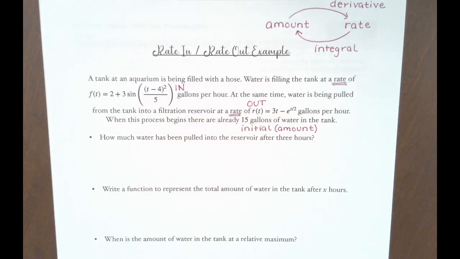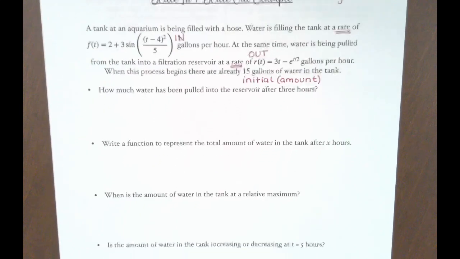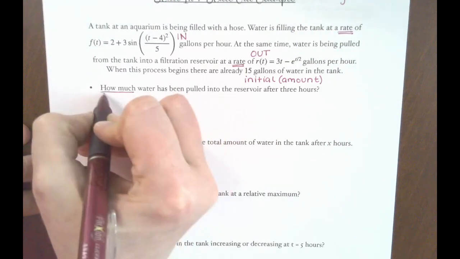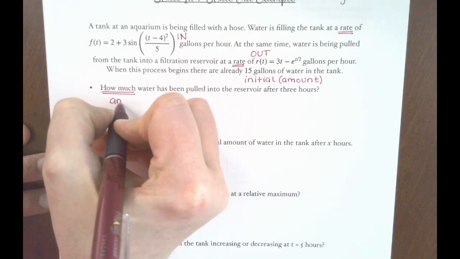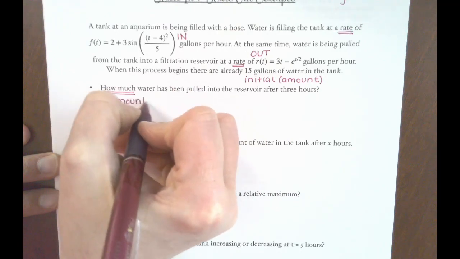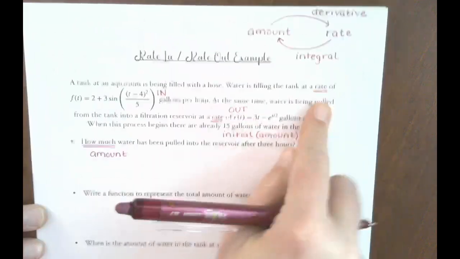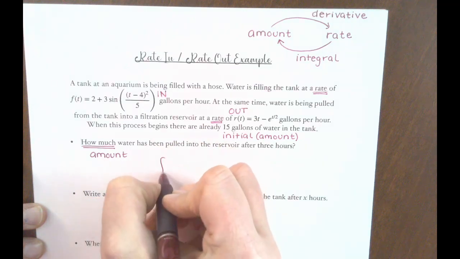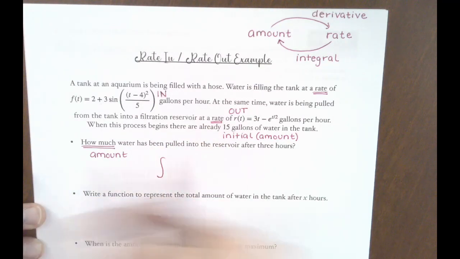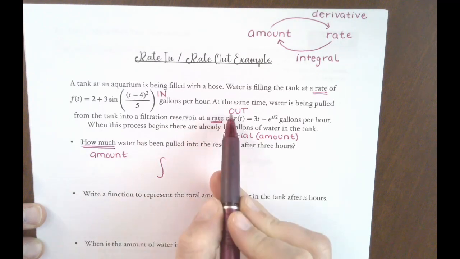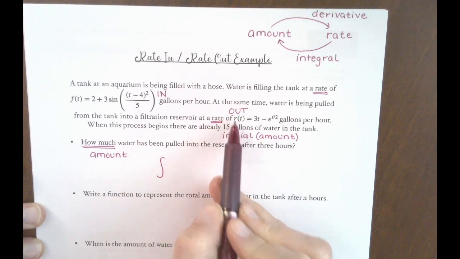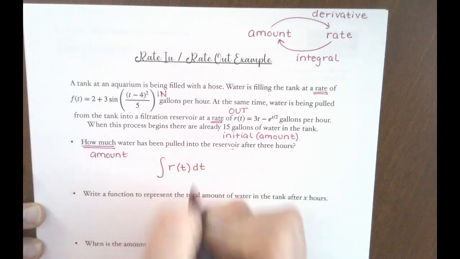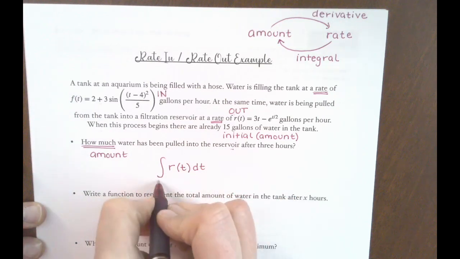Okay, so let's look at some of the questions I could possibly ask you about this situation. First of all, how much water has been pulled into the reservoir after 3 hours? How much? That's an amount question. And what we have in front of us are rates. To get from a rate to an amount, that's where I want to be doing an integral. So I know for sure I'm going to be integrating a rate equation. I want to look at the water that's being pulled into the reservoir. That's the water that's being pulled out of the tank, so that's the out function. And I want to look at it from 0 to 3 hours.